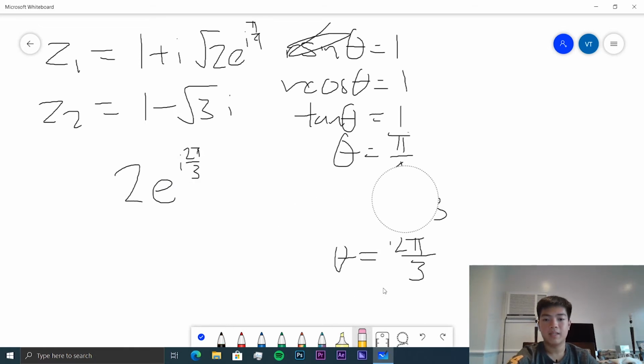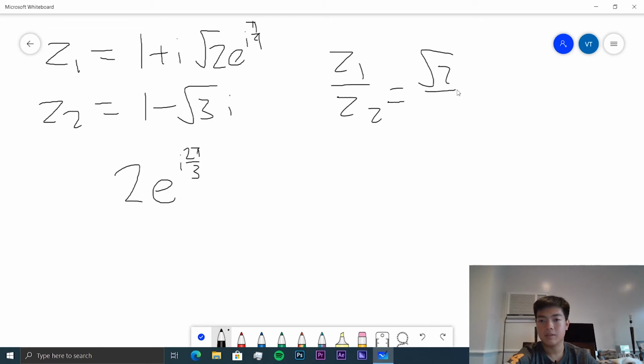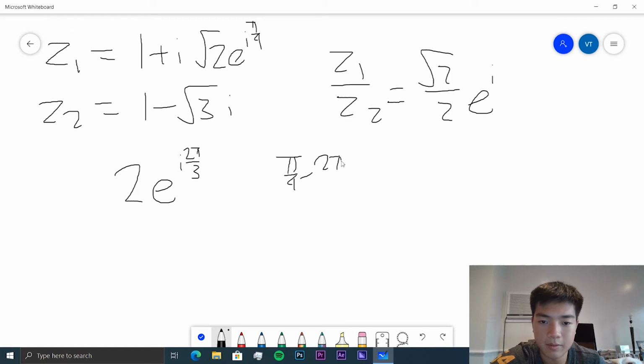And so if we're dividing these, we can simply divide them now, like normally. So z1 over z2 will equal square root 2 over 2 times e to the i pi over 4 minus e to the i 2 pi over 3. So this is e to the i (pi over 4 minus 2 pi over 3). So 3 pi minus 8 pi, so negative 5 pi over 12.